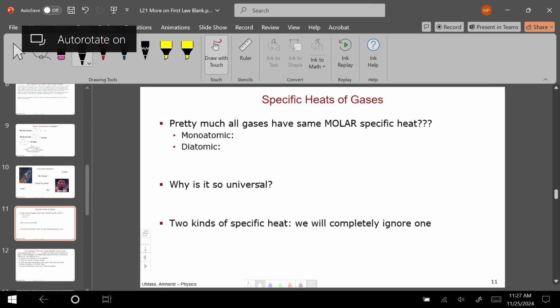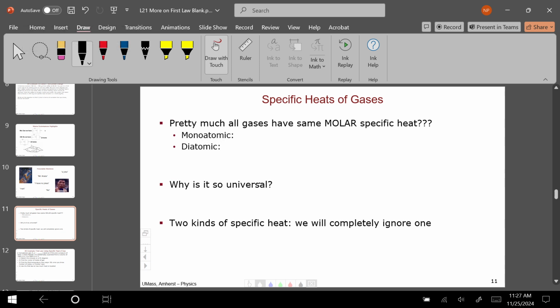So where we left off last time was doing calorimetry problems and phase changes. This time we're going to go back to the world of gases, and we're going to talk about that thing that I mentioned just a little bit in lecture, which is that all gases actually have the same molar specific heat, capital CV. Let me bring up the slides here.